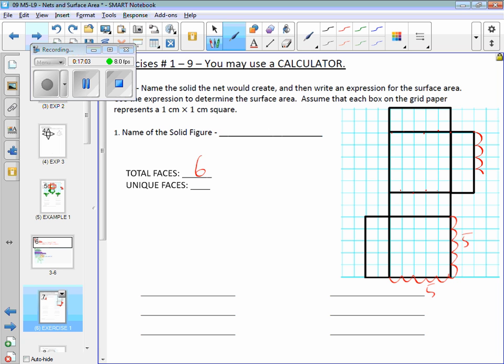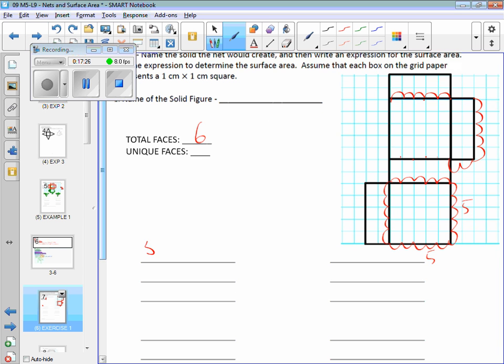1, 2, 3, 4, 5 by 2. This one is also 5 by 2, and this one, and this guy's a 5 by 2. Okay? So we have 2 unique faces. 5 by 5 for a total of 25. The second unique face is 2 by 5 for a total of 10.